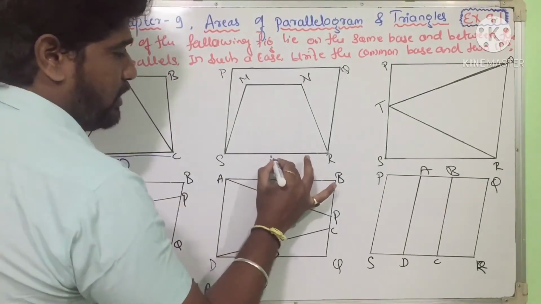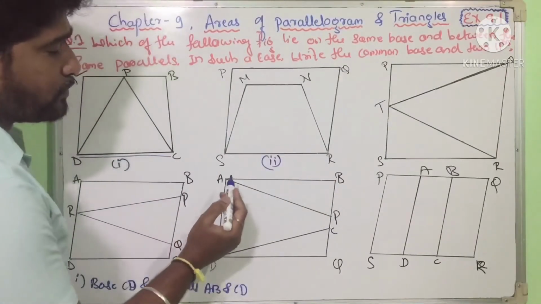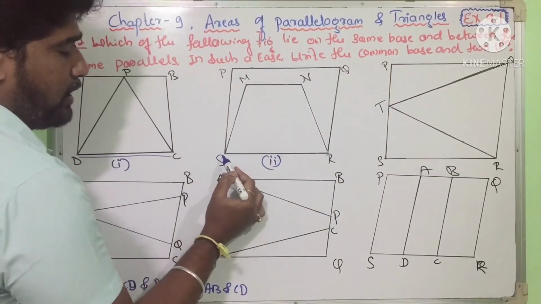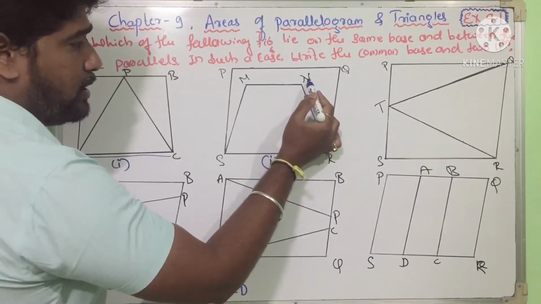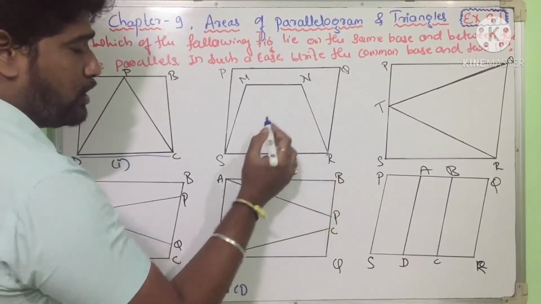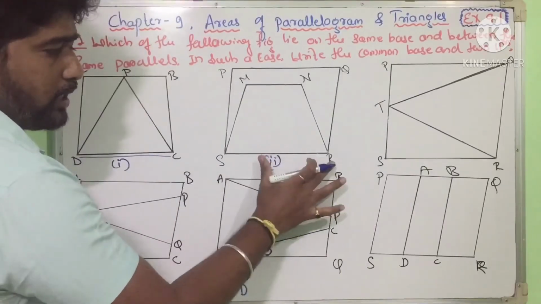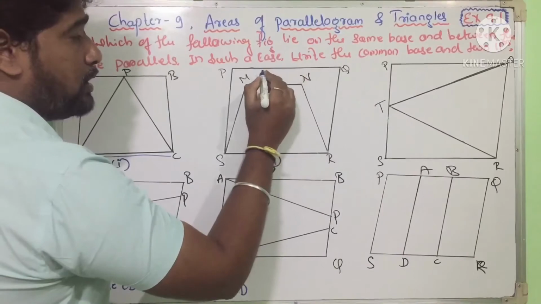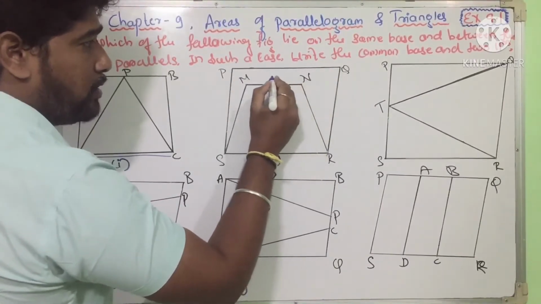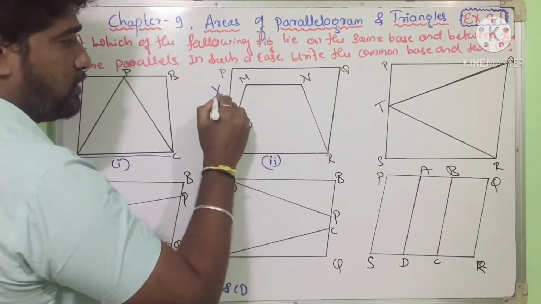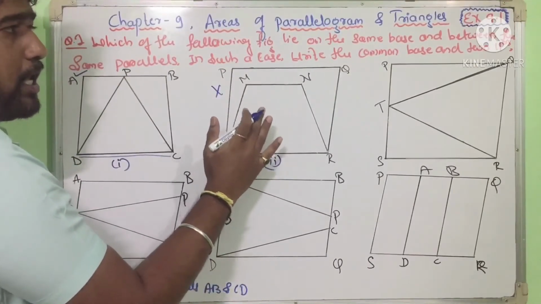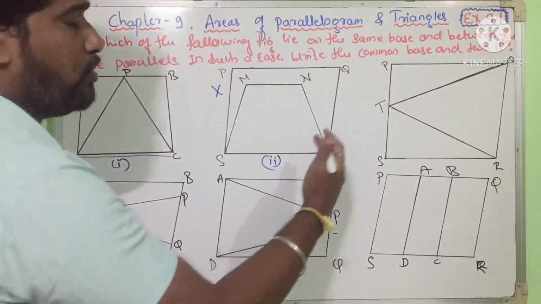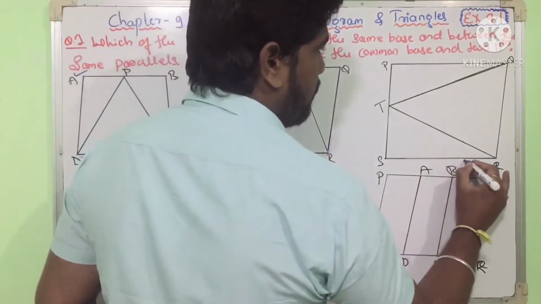And the second figure. In the second figure, PQRS is one figure and another one is SMNR. These two figures have a common base, SR, right? And opposite to the base, do the vertices lie on the same line? No, right? So this one is not on the same base and between the same parallel lines. Is it clear?